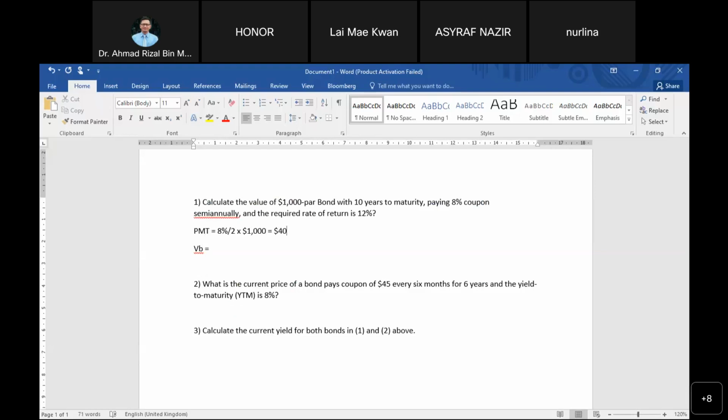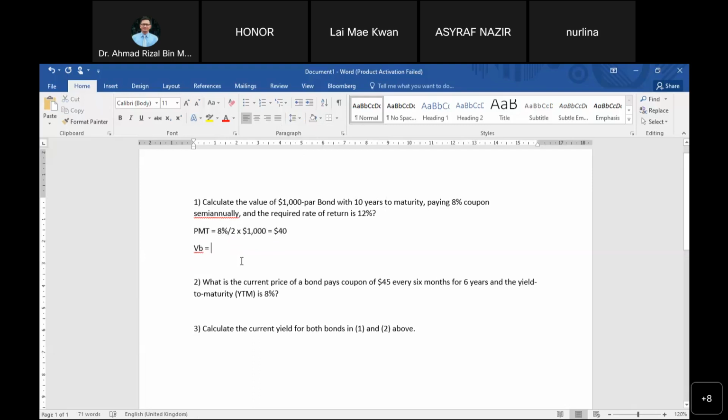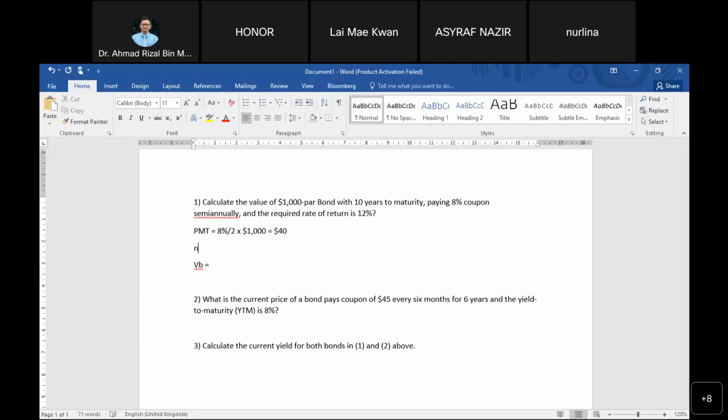Okay, and for the period, you know that this is 10-year, T is 10-year, but you have to multiply by 2 because of semi-annual. So your period is 20. Then only you build your equation, which is your PMT, which is $40, right? And your formula is 1 minus, okay, remember?